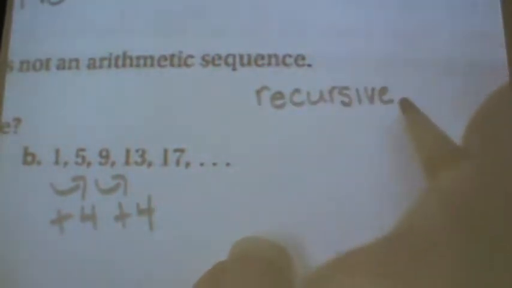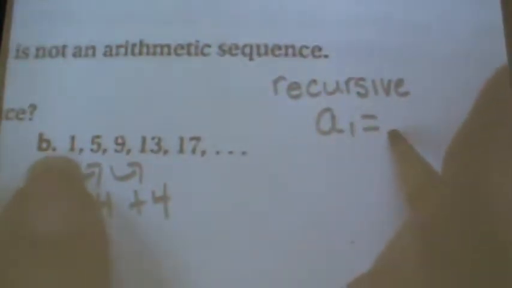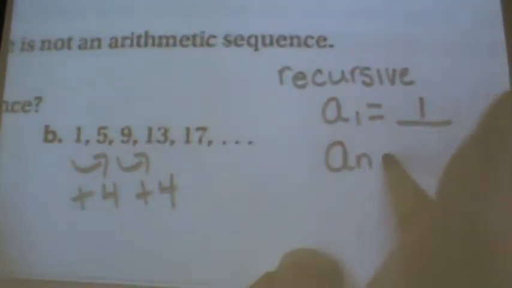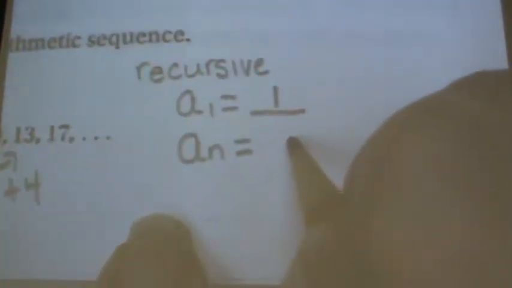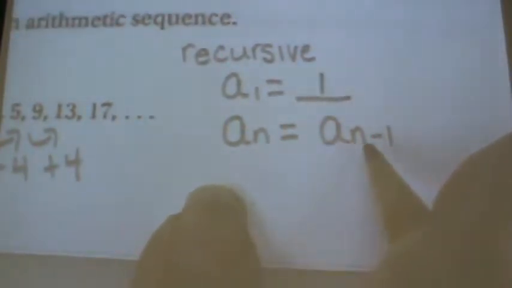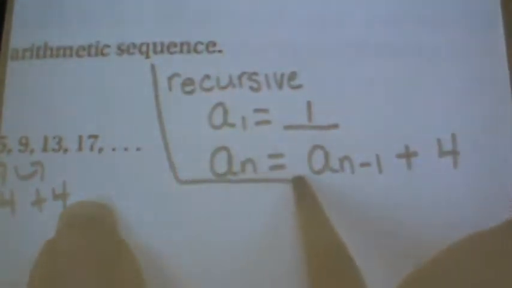A recursive formula goes like this. You state the first term, the initial term has to be stated, which in this case is 1. And then to find any term in the sequence, you take the previous term, which we don't know which one they're looking for, so you just write a sub n minus 1, and you're going to add the d value, and what is the d value in this case? 4. So that is your recursive formula right there.